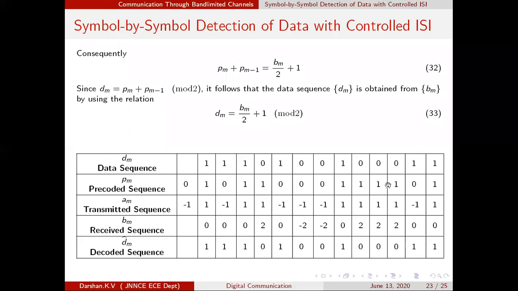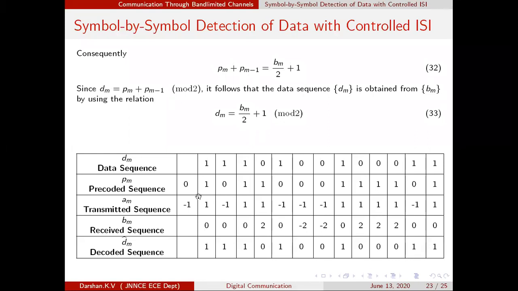That is why I am revising it. Again, if you want to get the pre-coded sequence, 0 minus previous pre-coded sequence, 0 minus 1. What is 0 minus 1 in modulo 2 arithmetic? It is 1. Okay, that you should remember.